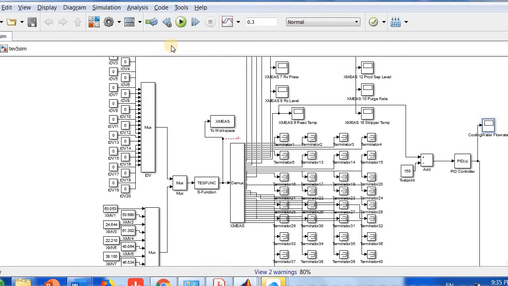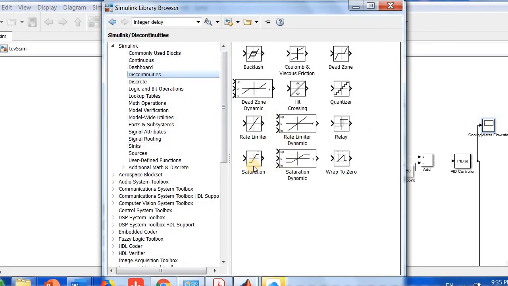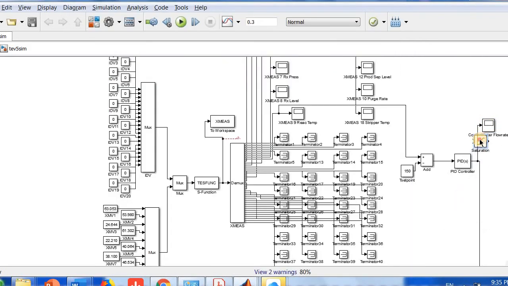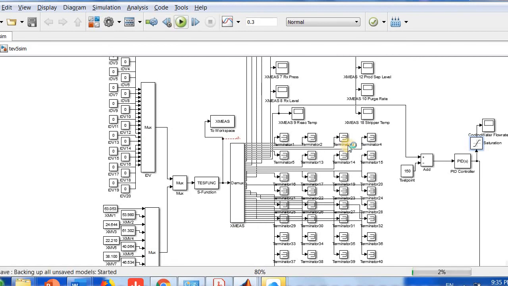And this means that you're going to go again to your simulation library browser. You will take the saturation and you're going to add the saturation here. And now after you add the saturation, you're going to tell it that it is going from 0 to the upper limit, which is 100. Okay, and now I'm going to run it again and see what will happen.